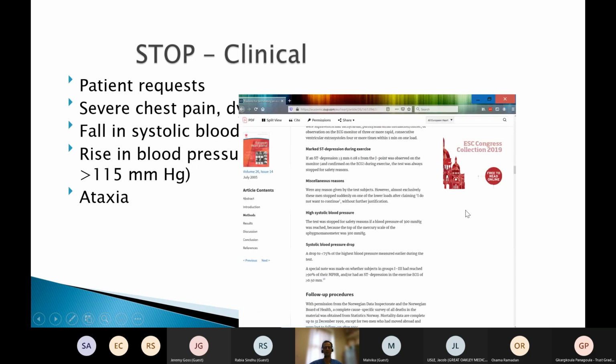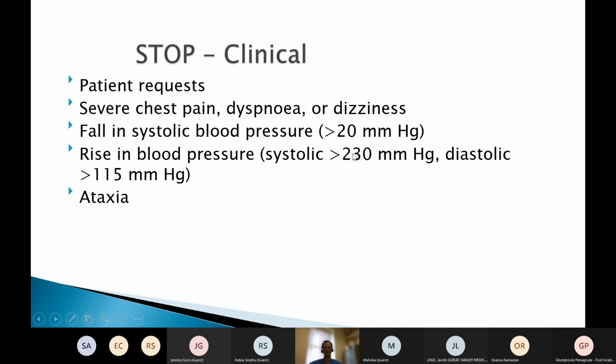I did try to look up what others do before I asked our team what they did, and I found this paper from the European Heart Journal, a very respected journal, from 2005. It said the test was stopped for safety reasons if a blood pressure of 300 millimeters of mercury was reached, because the top of the mercury scale of the sphygmomanometer was 300 millimeters of mercury, which I found quite amusing, which is why I shared it. But we use a non-official value of 230 systolic or 115 diastolic.